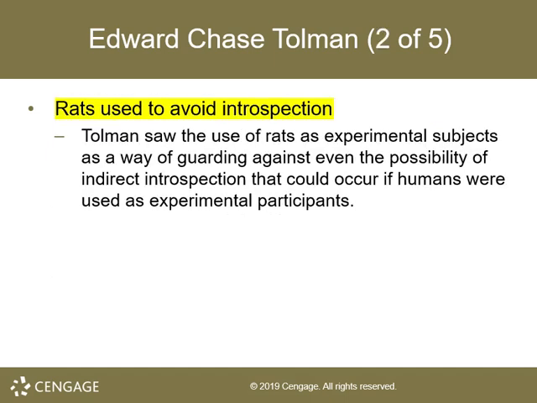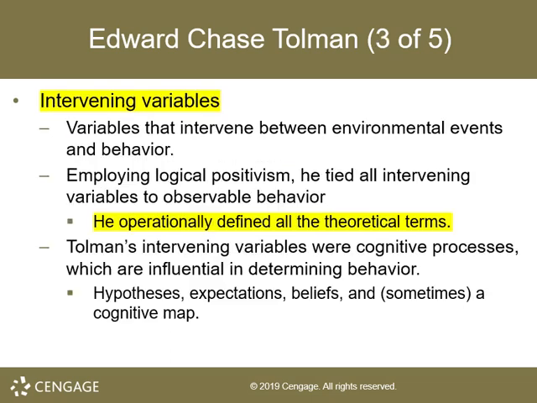So he used rats to avoid introspection. Tolman saw the use of rats as an experimental subject as a way of guarding against even the possibility of indirect introspection that could occur if humans were used as experimental participants. The idea here, they're assessing the stimuli that are being presented to them and maybe adding something to it. In order to remove that as a possibility, he used rats as experimental subjects.